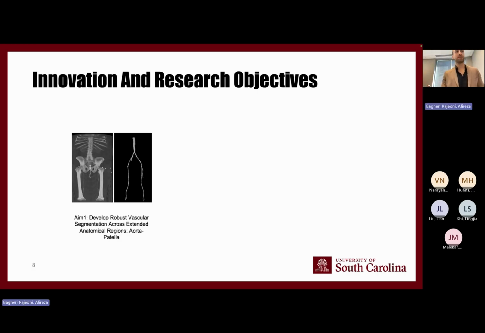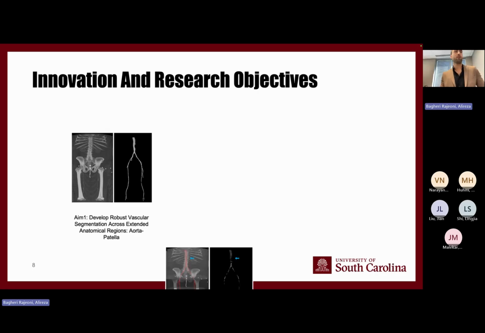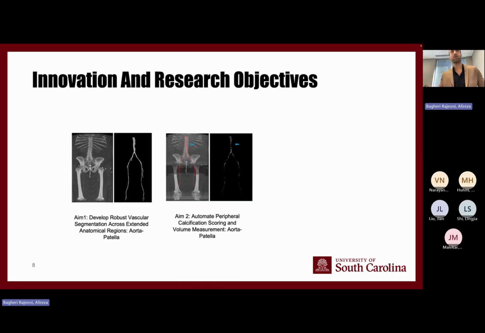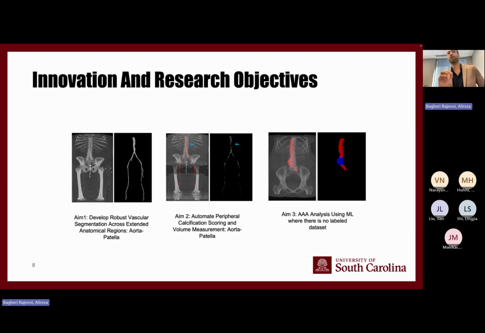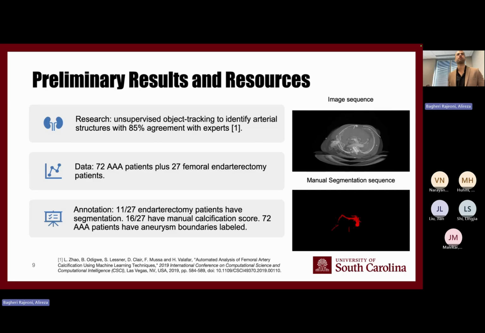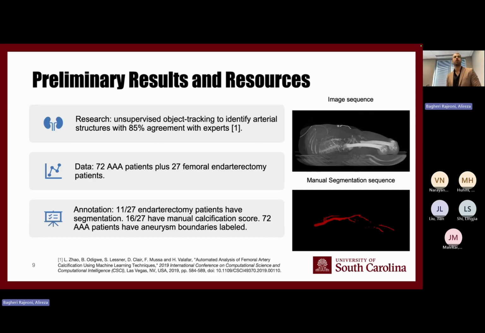So these are the aims. The first one is, in order to analyze the vascular system, we need to extract it. So we develop robust vascular segmentation models. Second one is we extract the scoring of peripheral calcification, as you can see. And third one is we analyze the aneurysm, as you can see in the last image, where there are no labeled data sets.